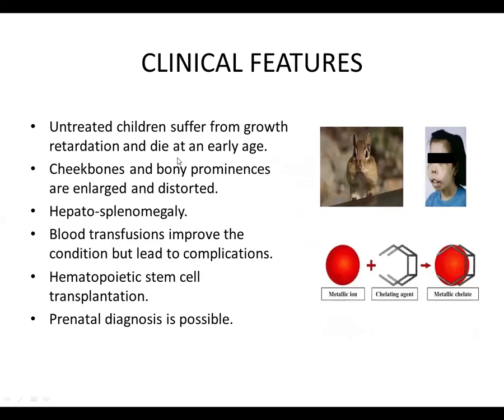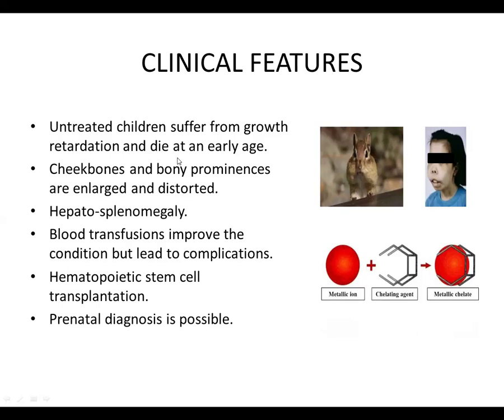Untreated children suffer from growth retardation and they may face early death. Cheekbones and bony prominences are enlarged and distorted, as I've mentioned, because of marrow expansion, reduction of cortical bone, and induction of new bone. Hepatosplenomegaly is also a feature, which is due to extramedullary hematopoiesis. Blood transfusions may improve the condition, but may lead to complications like hemosiderosis and hemochromatosis. Hematopoietic stem cell transplantation is the ultimate treatment, and prenatal diagnosis is possible for this disorder.